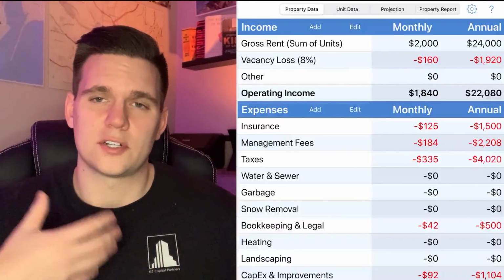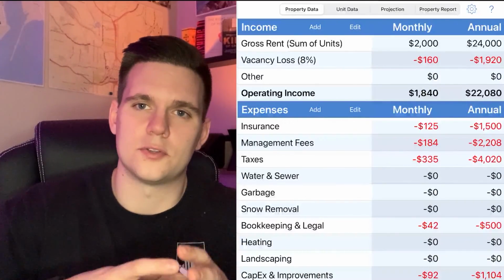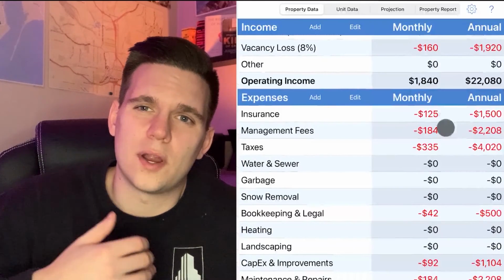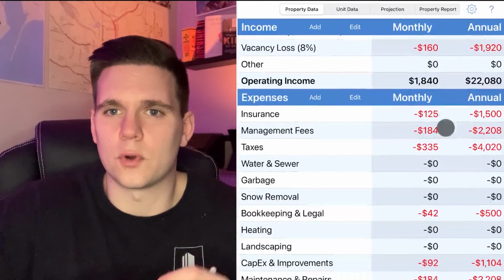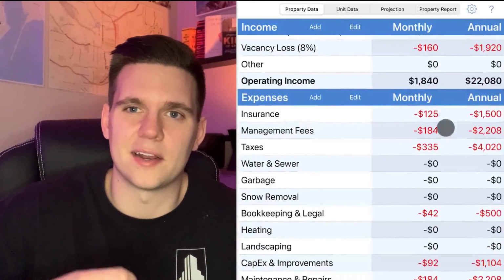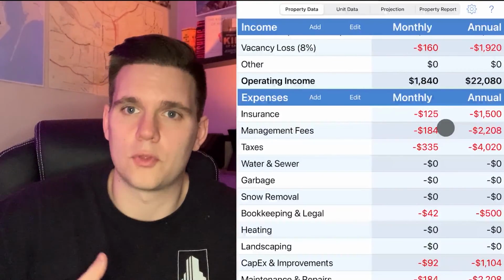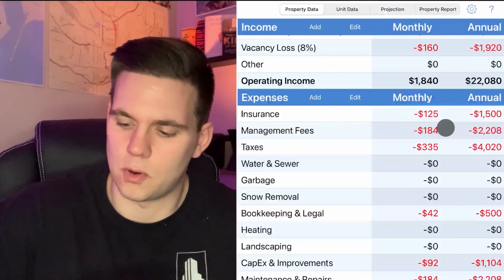And then as you start to understand and do this more, you'll learn what insurance typically is for a specific property, and then you'll be able to narrow it down with a pretty quick estimate without having to go through the hoops of figuring out that quote for yourself.